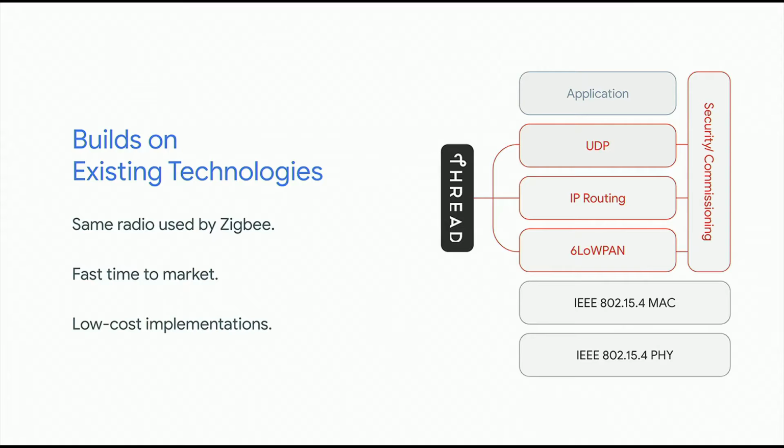Now, for the radio, Thread uses IEEE 802.15.4. It's the same radio that's been used in Zigbee for 15 years. Using an existing widely deployed radio allows Thread products to achieve fast time to market, as well as leverage existing economies of scale to achieve low-cost solutions. Now, at the network layer, Thread uses existing IETF standards for supporting the Internet Protocol version 6, or IPv6, over 802.15.4 radios, a technology called 6LoWPAN.